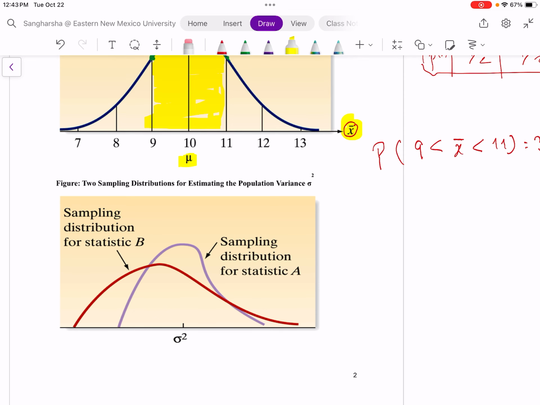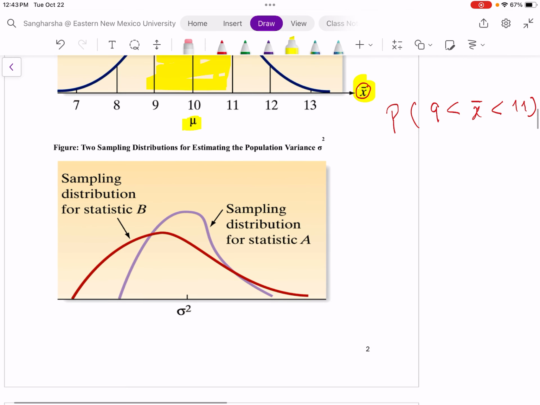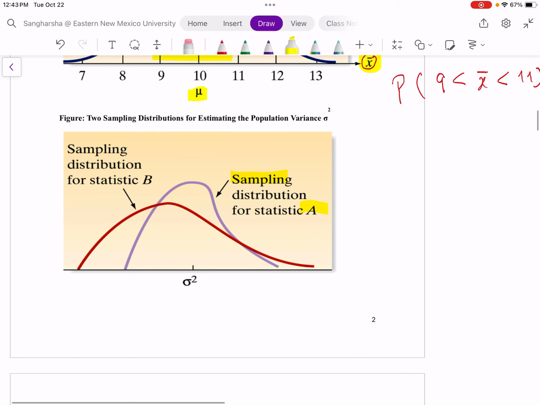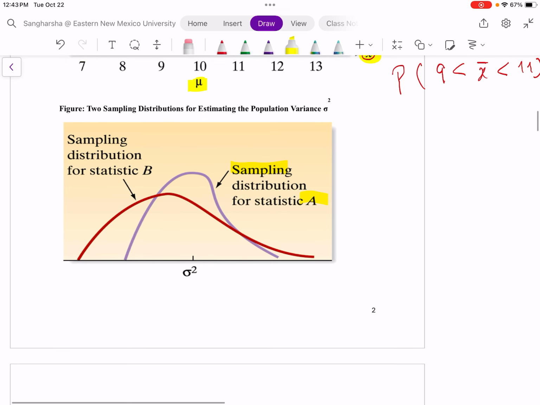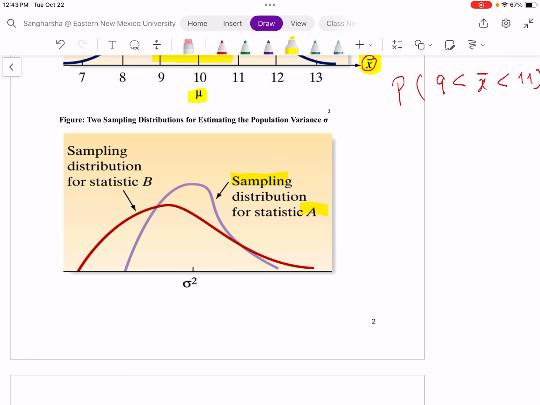Okay, now we have this. It tells us two sampling distributions. So we have two different sampling distributions, the red curve and this purple one. Here it does not tell us what statistic they use, but we have these two sampling distributions. So we have sampling distribution A, the purple one, and the red one is the sampling distribution for statistic B. Now the question for you is, what's the difference? Let's find the difference here.